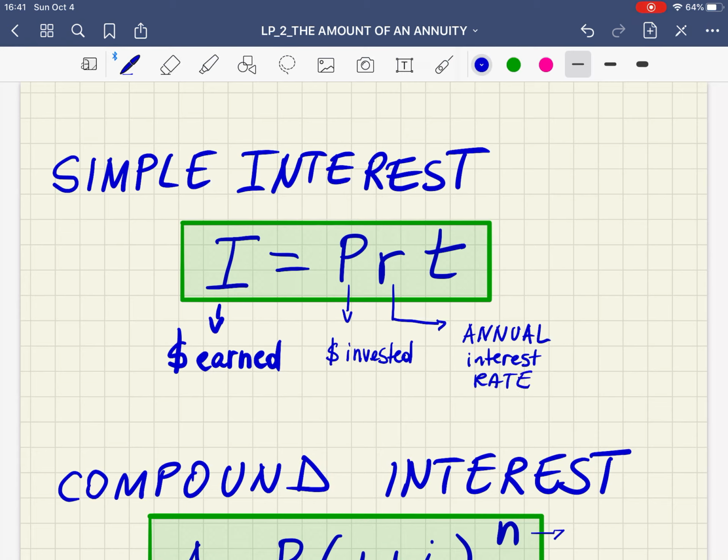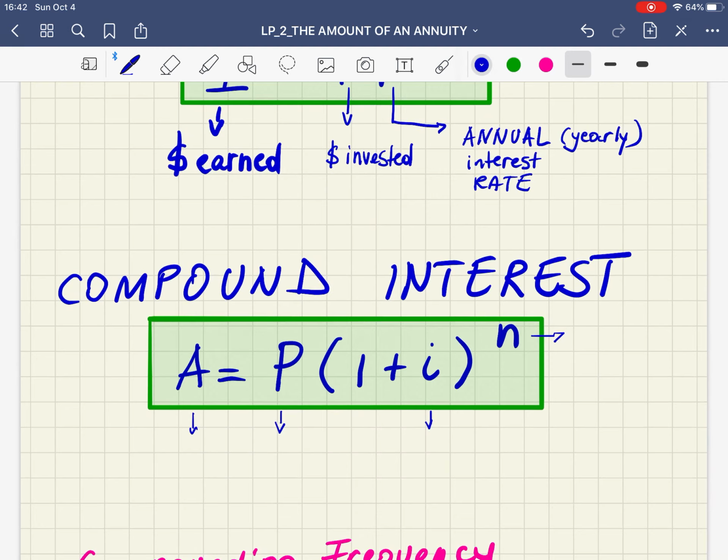And last but not least, T, which represents the time. Now keep in mind that since the rate that we are using in this formula is annual, and annual is just another word for yearly, then the time must also be expressed in years. Okay? The second type of investment that you learned was the compound interest.